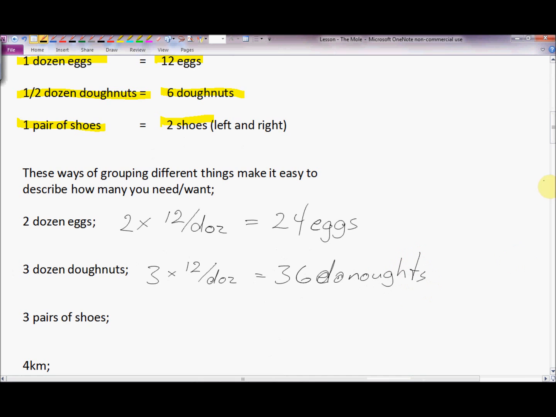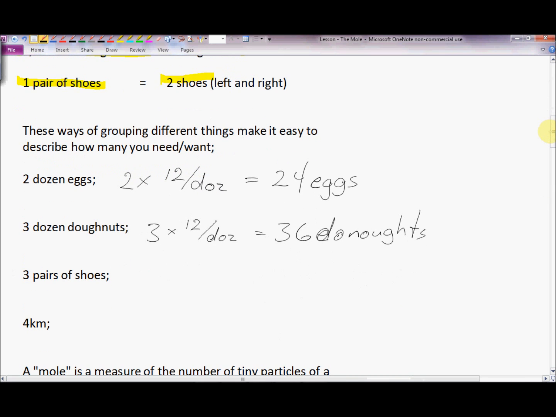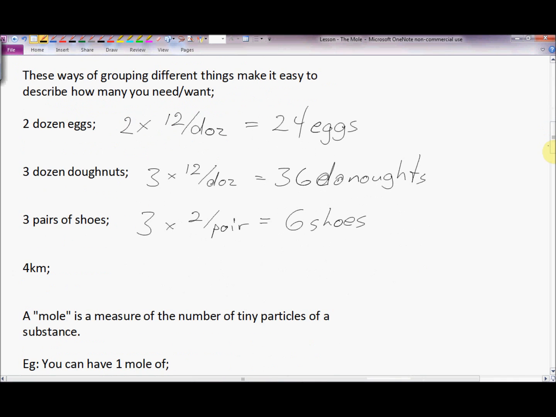donuts. 36 donuts. Or if we go to a shoe shop and we need 3 pairs of shoes, one for running around, 1 pair for dress, and another for something else, maybe dancing, then we're going to be getting 3 pairs of shoes times 2 shoes per pair, and that equals a total of 6 shoes. And then we've got other things like kilometers. If we wanted to put kilometers into the base unit meters, then we might multiply 4 kilometers times 1,000 meters per kilometer, and that would give us 4,000 meters. We've got all kinds of ways of grouping numbers.